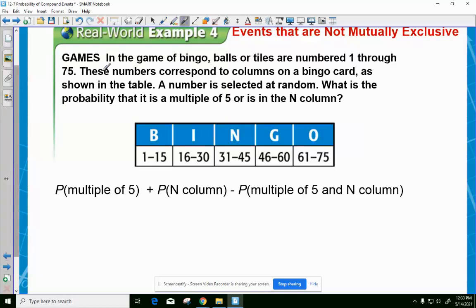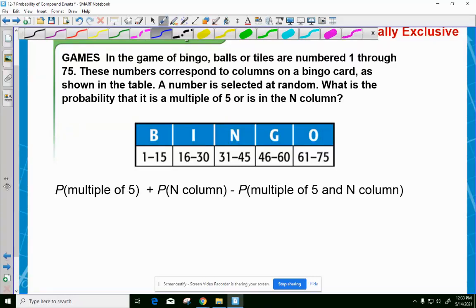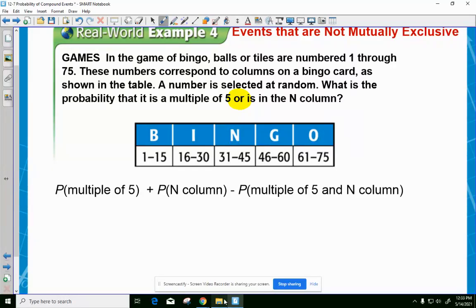All right. Now, the question here says, what's the probability that I get a multiple of 5 or something from the N column? That or right there is my kicker for this being either mutually exclusive or not. Now, the reason this falls into the not category is because it's possible to get a multiple of 5 that's also in the N column. If you know how the game of bingo works, you get your card, but there's only certain numbers in the B column, and there's only certain numbers in the I column, the N, the G, and the O. You with me on that?